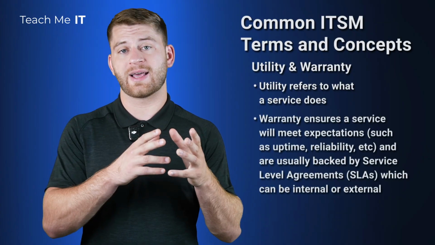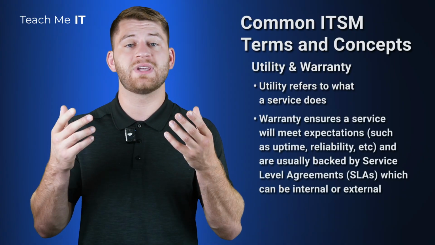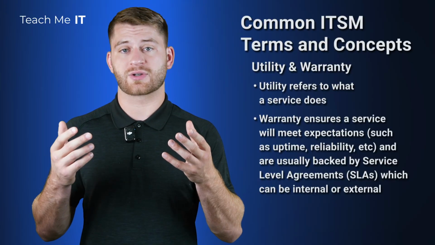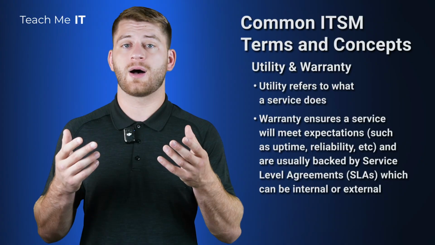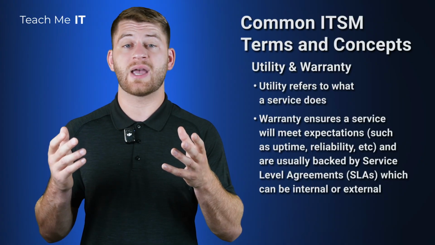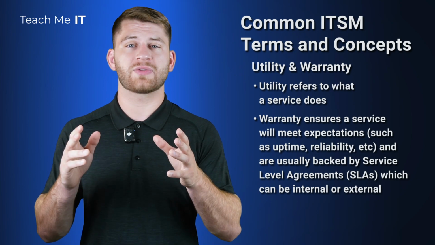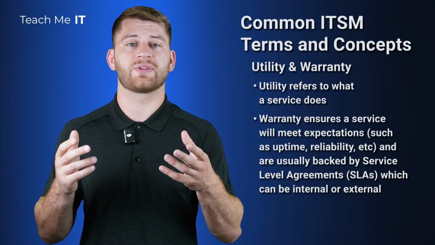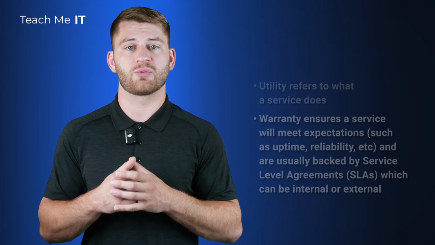Warranty, on the other hand, is the assurance that the service that is being used will meet agreed upon expectations. This could include factors like reliability, performance, uptime, and overall quality. Warranties are often backed by something like an SLA or service level agreement. We'll talk about those later in this course, but they essentially specify different standards such as how quickly issues or requests need to be resolved.